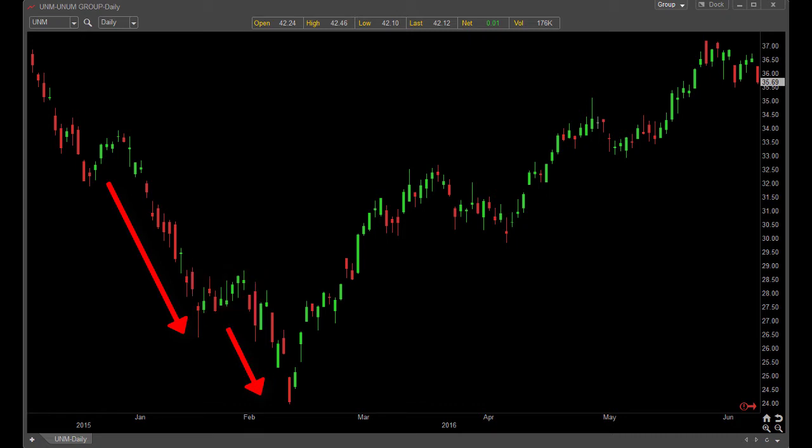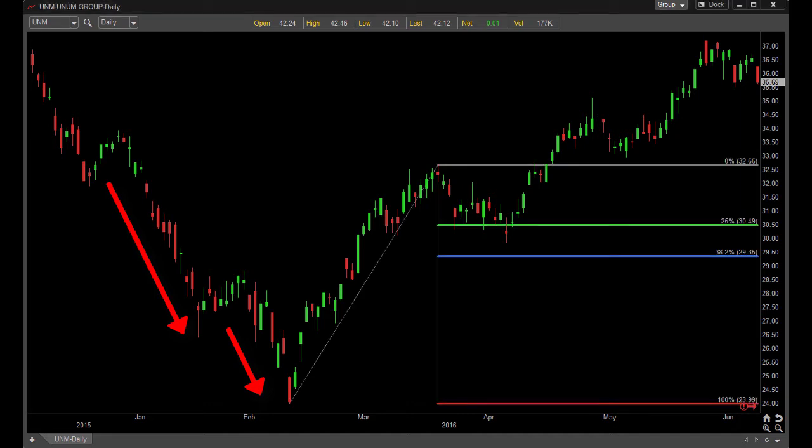Further, if you use Fibonacci analysis, perhaps you would have recognized this 25 to 38% retracement level and would have selected to enter long here. You might look at this brief pause in the rally and follow up with another long position.